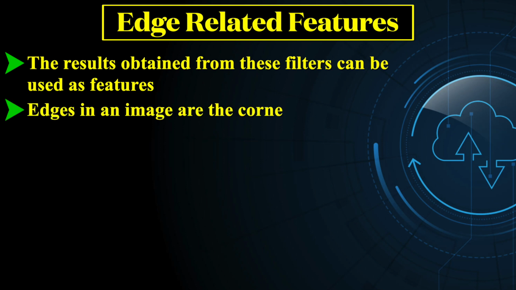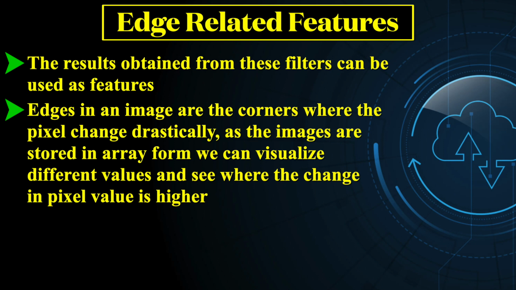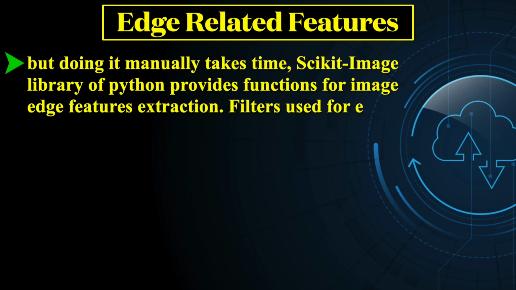Edge detection features, or edges in features, are the corners where the pixels change drastically. Edges can be stored in an array so that we can visualize the edges by using the gradient, but manually you cannot do it. You can write the functions for gradient also by using the operators, and the scikit-image library of Python provides the functions for edge detection, so you can use that also.